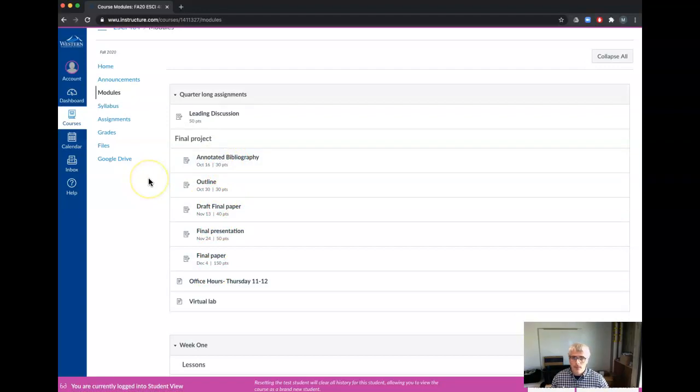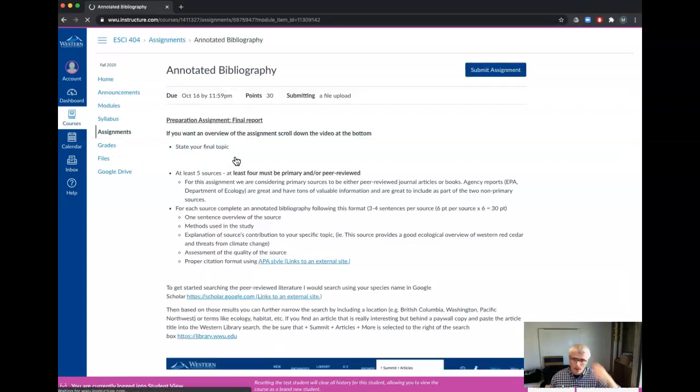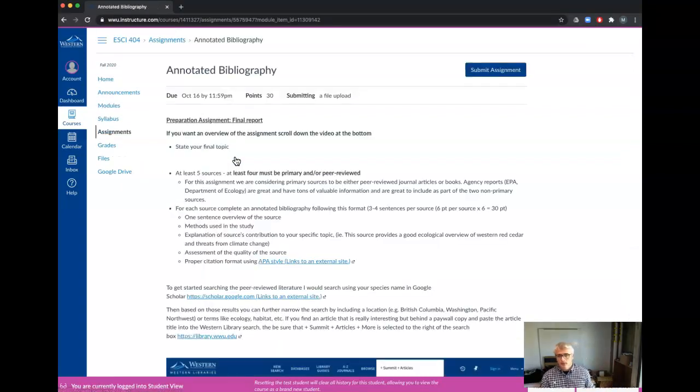The final paper is broken down into sections. We'll start with an annotated bibliography. An annotated bibliography is finding 4 or 5 peer-reviewed papers, sources, do a synopsis of those in APA style and submit it, and I'll review it both for content and also for formatting. So we're really going to focus on APA style here.